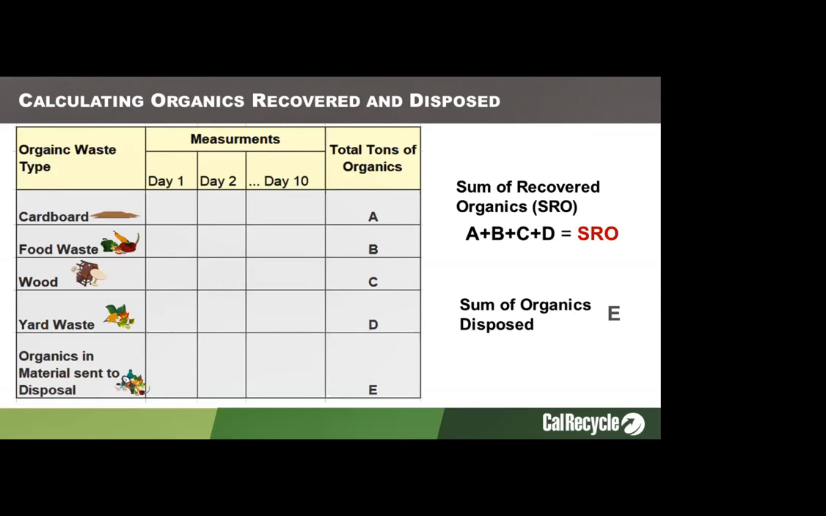Then add the total amounts of food waste, B, and yard waste, D, together to get the SRO, sum of recovered organics, from MO. The SRO and the sum of organics disposed, E, are reported to CalRecycle for that reporting period. These two sums are used to determine the recovery efficiency of the facility.